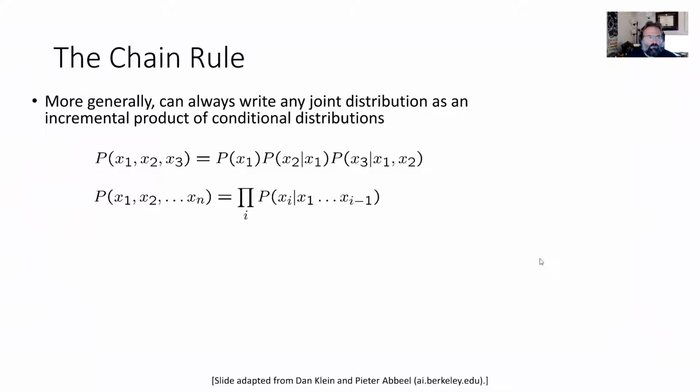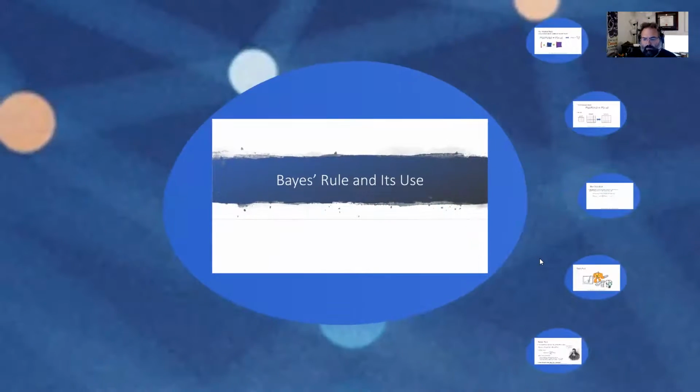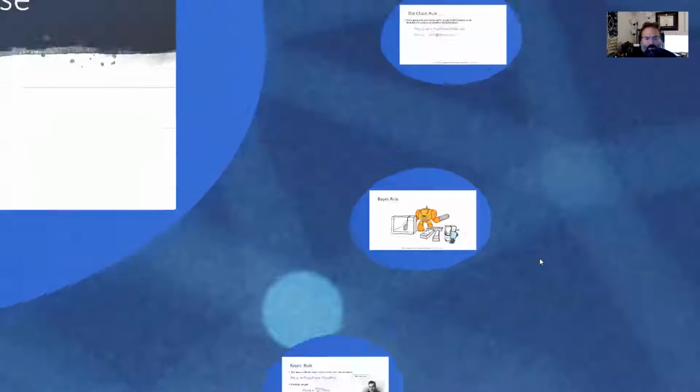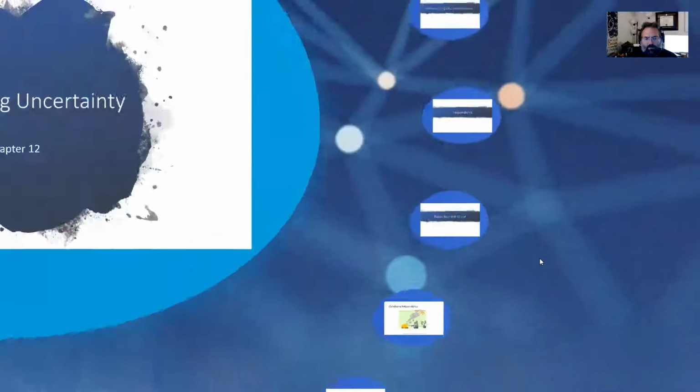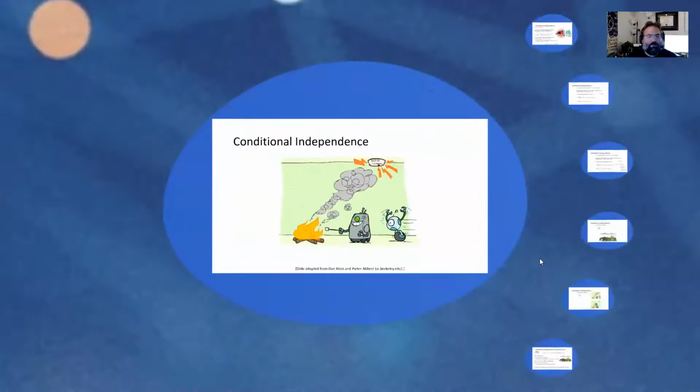And then the chain rule, and this is basically saying you can always write any joint distribution as an incremental product of conditional distributions. And that becomes important whenever we start going through and calculating values using iteration. So these are the two ways to factor a joint distribution over two variables, and so on. So why would this be helpful? And some could argue it's pretty important. So moving on to conditional independence.